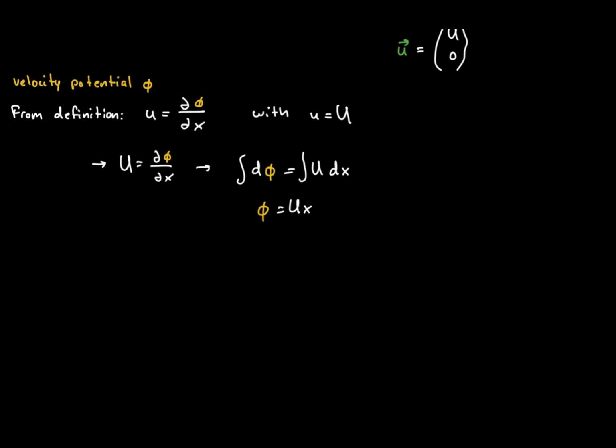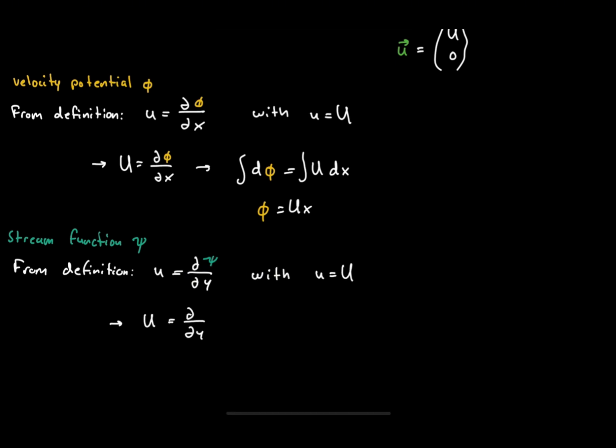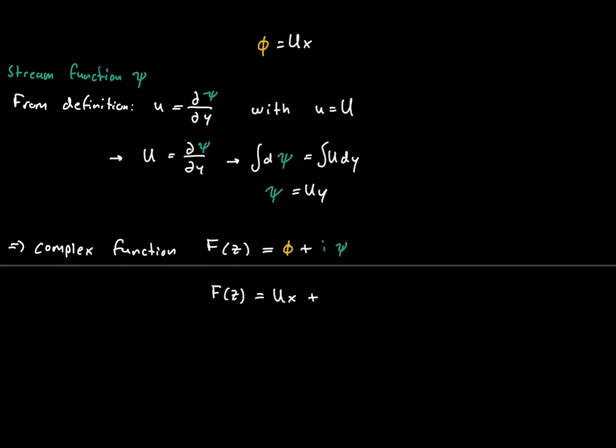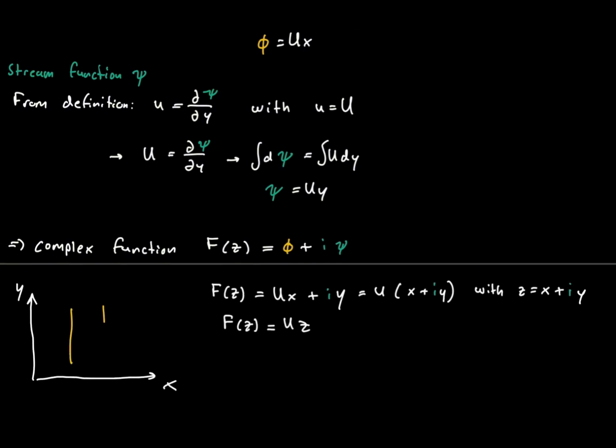For the stream function, u equals the derivative of psi with respect to y. So the derivative of psi with respect to y is U. Integrating gives psi equals U times y. So for uniform flow, phi equals Ux, psi equals Uy, and the complex potential is f of z equals Uz. The streamlines are given by psi equals constant, which means y equals constant. So the flow consists of horizontal lines.